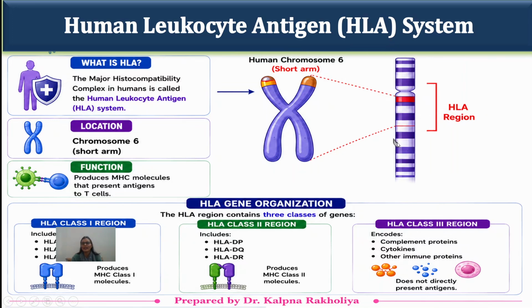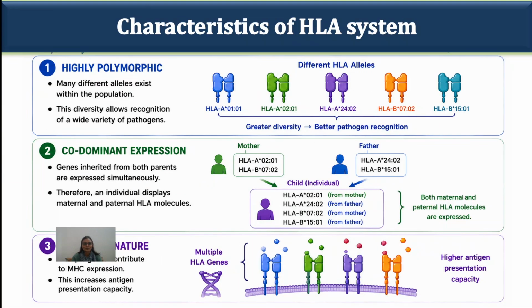We already said that it is a complex gene structure. In HLA, there are three main regions: MHC class 1, MHC class 2, and MHC class 3. You can see here MHC class 1 is further divided into HLA A, B, and C. HLA DP, DQ, and DR are for class 2. And for class 3, it encodes complement proteins, cytokines, and other immune proteins. So this is about the human leukocyte antigen.